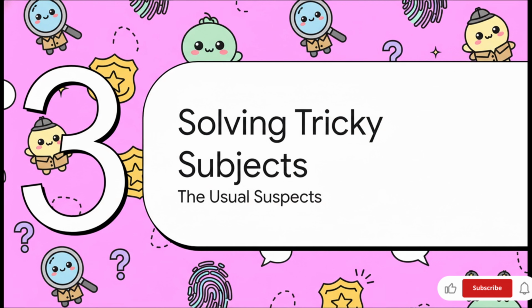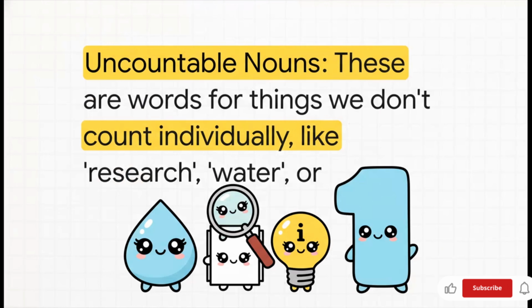All right, now that we have the basic rule down, it's time to put on our detective hats. We're going to go investigate what I like to call the usual suspects. These are the tricky subjects that are almost always behind the crime of a subject-verb error. First on our list is the uncountable noun. Now, these are words for things that we think of as a whole, like a single blob of stuff. Think about it: research, water, information. We don't really count them one by one, do we? We see them as a single mass or a single concept.